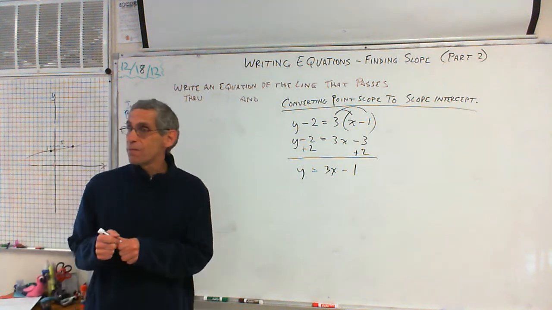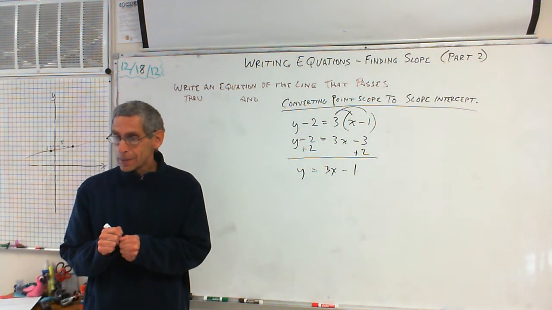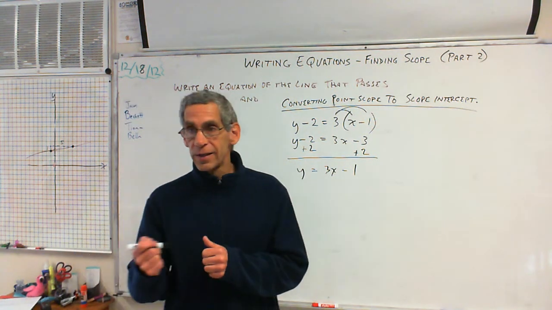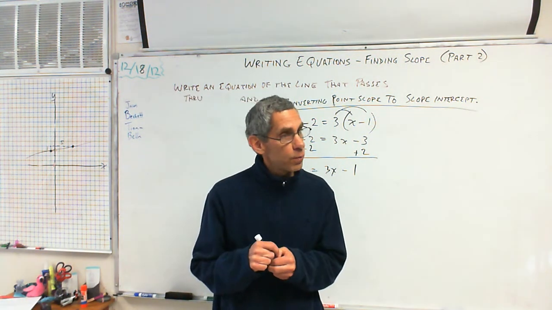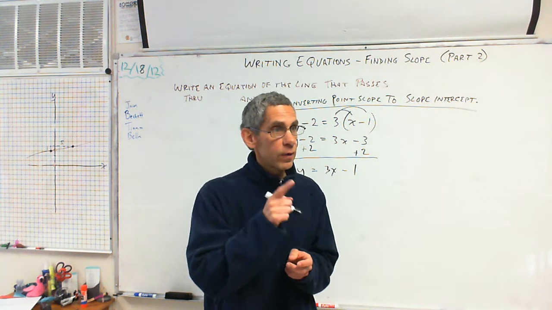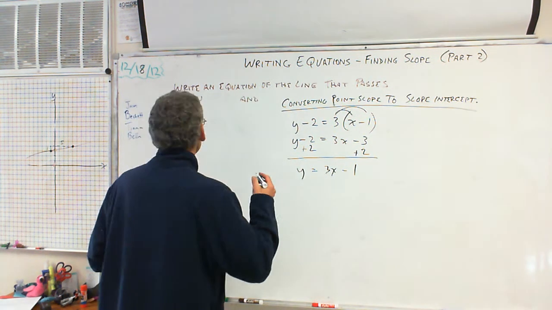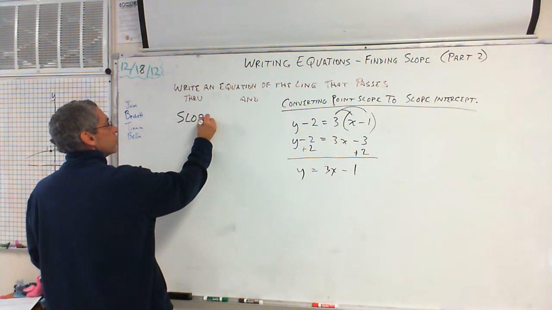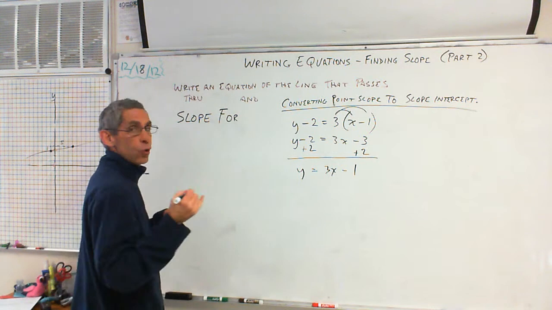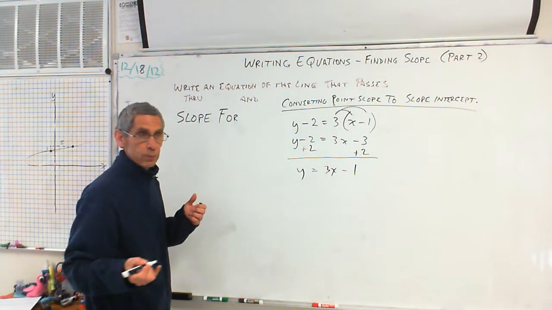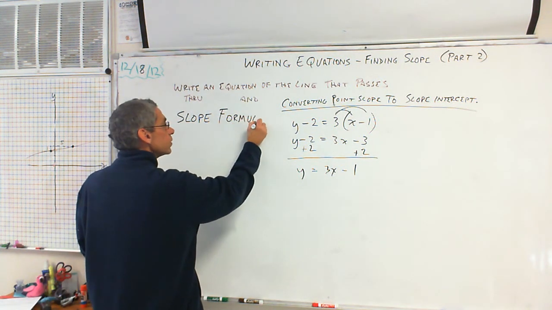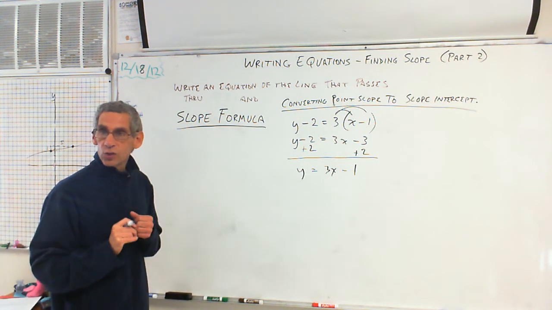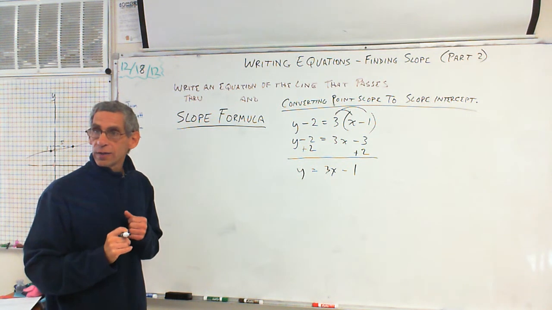I'm going to write down a very famous formula. It's called the slope formula. You all have to write this in your notes. You have to know this. You have to memorize this. This is called the slope formula. Not the slope-intercept formula. That's where people get confused. It's just the plain old slope formula. And I'm going to write it the shortcut way, and then I'm going to write it out the long way. You write it both ways.